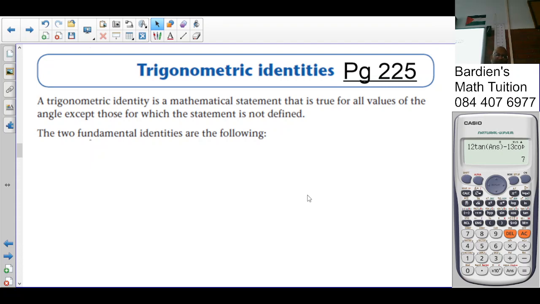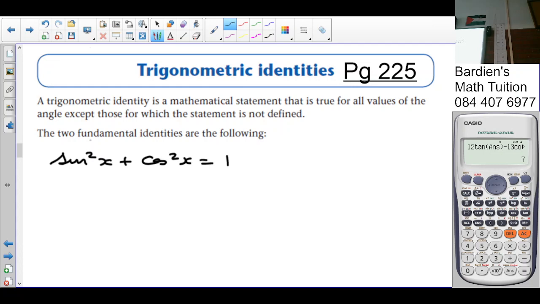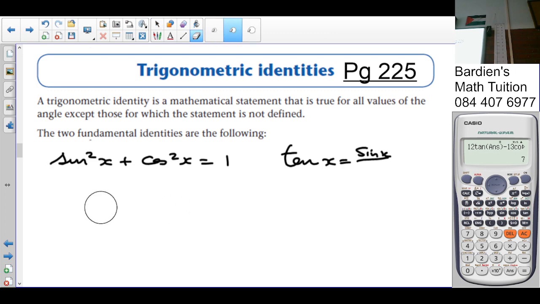The two fundamental identities are as follows. What are the two fundamental identities? Who can remember? Sine squared x plus cos squared x is equal to 1. Don't you guys remember this from last year? The tan of x is equal to sine of x over? You don't know that either? Okay, let's show you where it's coming from.